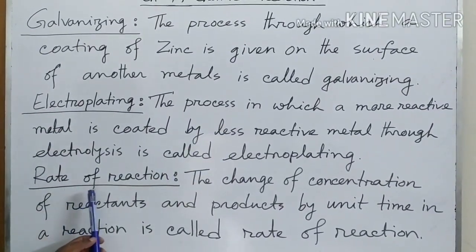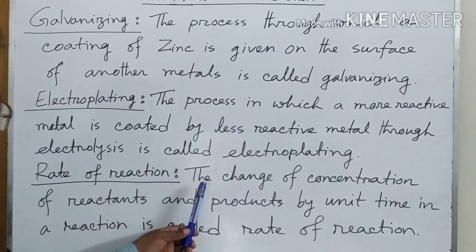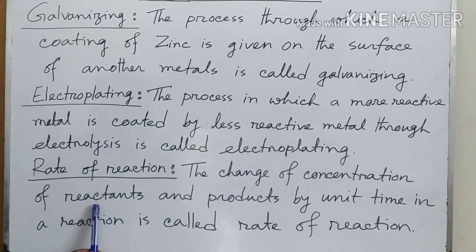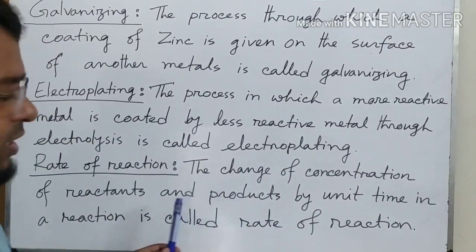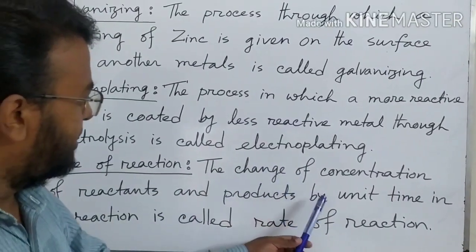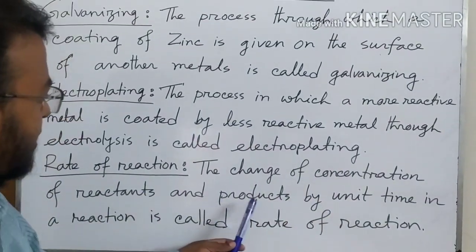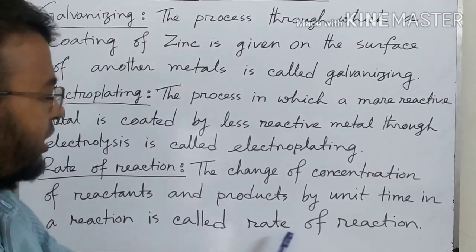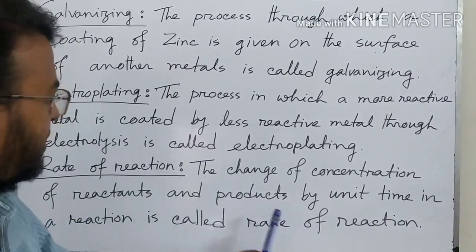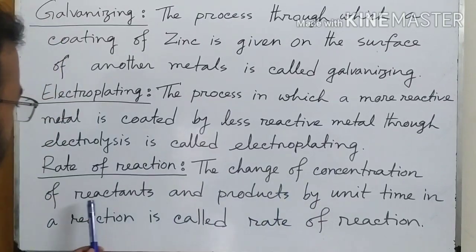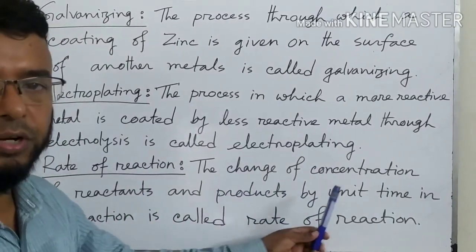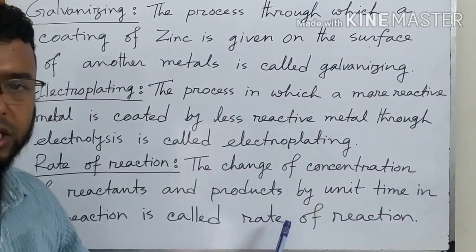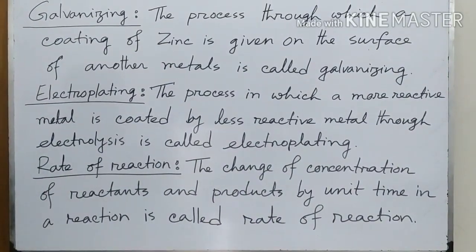Now last one, rate of reaction. All of you see that the change of concentration of reactants and products. So reactants and products are changed. The change of concentration of reactants and products per unit time in a reaction is called rate of reaction. So all of you write it in your class copy.